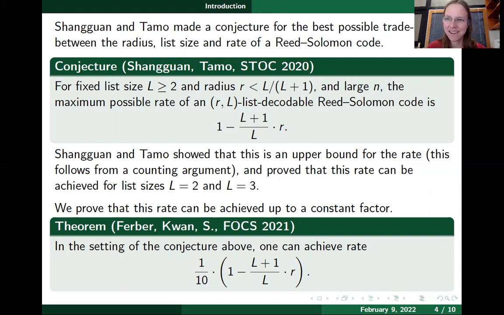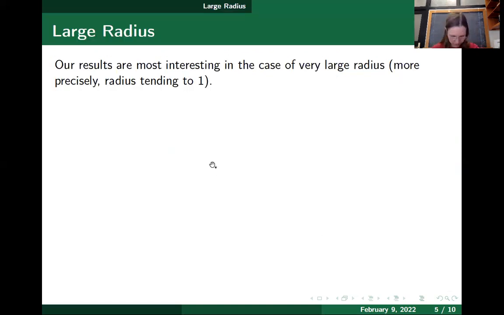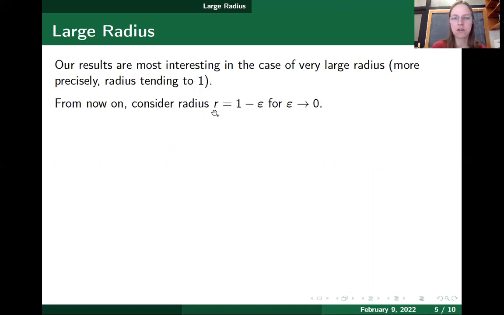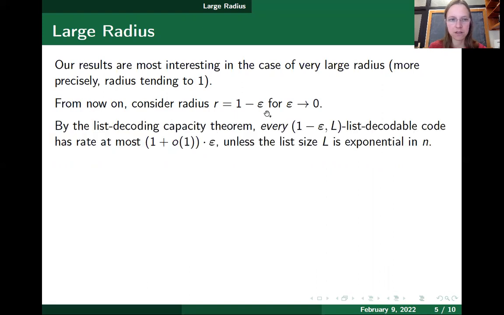Because of the constant factor loss, this is most interesting in the case where the radius is very large. So for the rest of the talk, I'm going to focus on the case of large radius, more precisely of radius tending to 1. So let us consider these problems in the setting where the radius R for our list decoding is of the form 1 minus epsilon, for epsilon tending to 0. In this setting, by the list decoding capacity theorem, one can deduce that every (1 minus epsilon, L) list decodable code has rate at most 1 plus o(1) times epsilon, unless the list size is exponential in n. So unless the list size is unreasonably large, the rate is upper bounded asymptotically by epsilon.